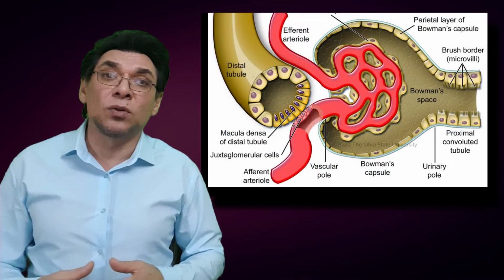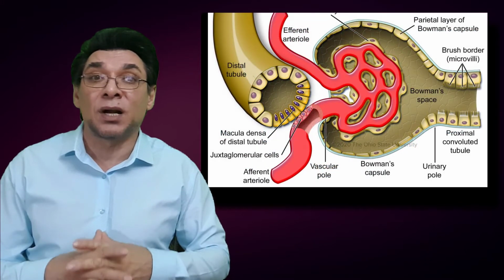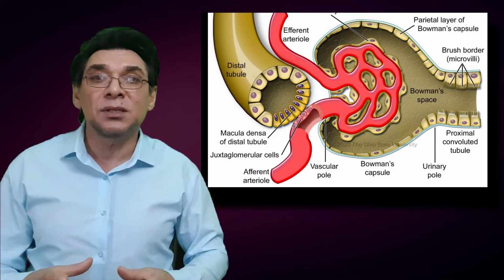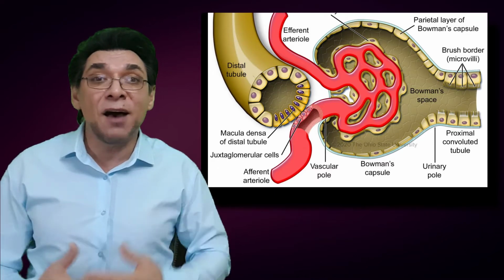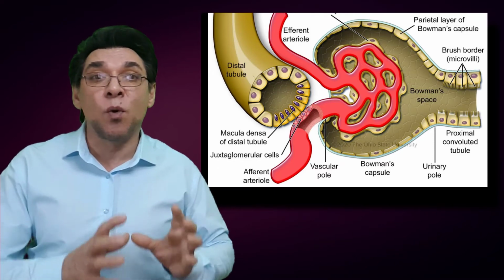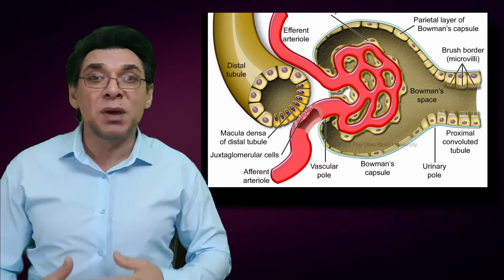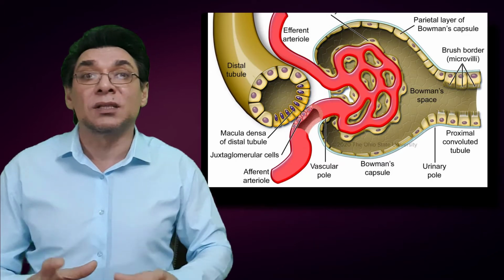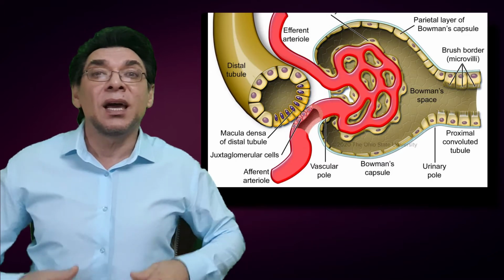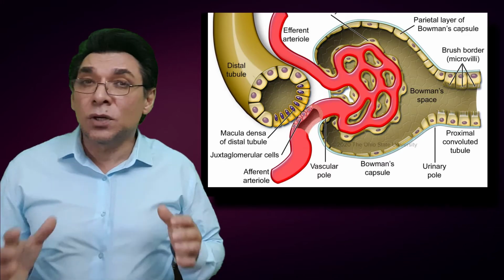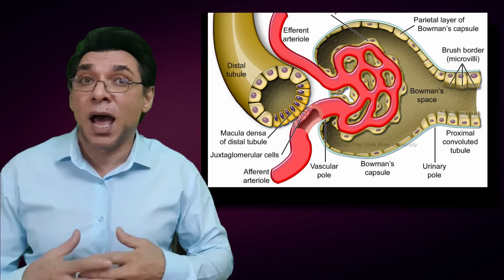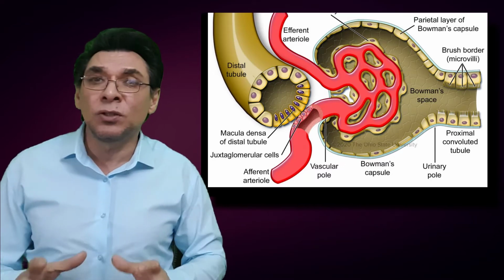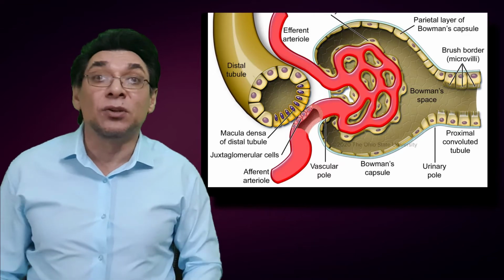A structure called the juxtaglomerular apparatus is formed where the distal convoluted tubule comes in contact with the afferent arteriole next to the Bowman capsule. The juxtaglomerular apparatus consists of specialized cells of the walls of the afferent arteriole and the distal convoluted tubules. Certain cells of the juxtaglomerular apparatus secrete the enzyme renin and play an important role in blood pressure regulation.